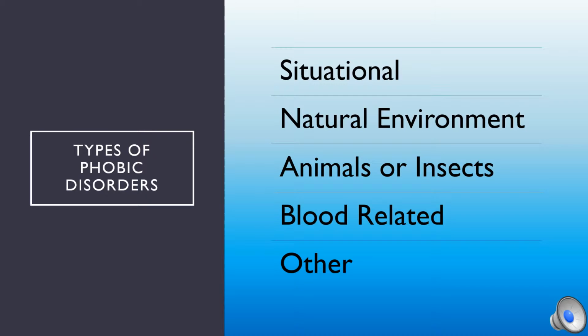There are 5 types of phobic disorders. Situational, which depends on the situation. For example, being on airplanes, being in enclosed spaces, or going to school. Natural environment, such as thunderstorms and heights. Animals or insects, such as dogs or spiders. Blood-related phobias, such as injections or injuries. And other types of phobias, such as choking, vomiting, loud noises, and clowns.